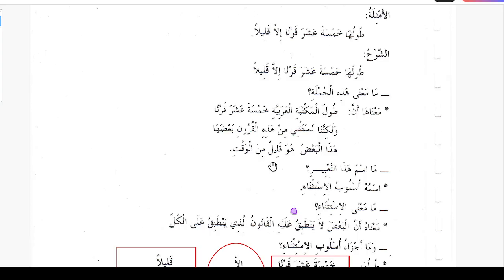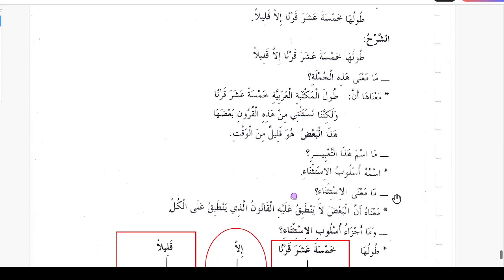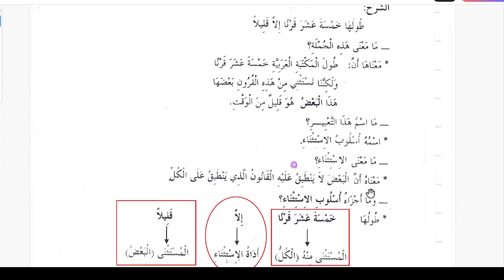That the part of the centuries is the exception, which represents qalilun min al waqti, a part of a little time. Ma ismu hazat tabiri, what is the name of this expression? Ismuhu uslubul istisnai, its name is the style of exception. Uslubul istisna. Ma mana istisna, what is the meaning of istisna?